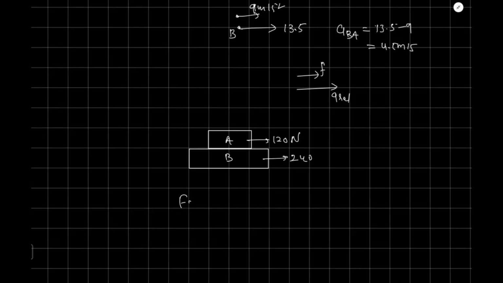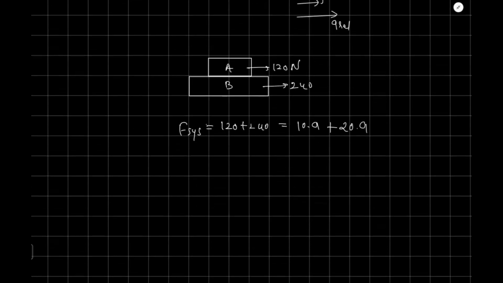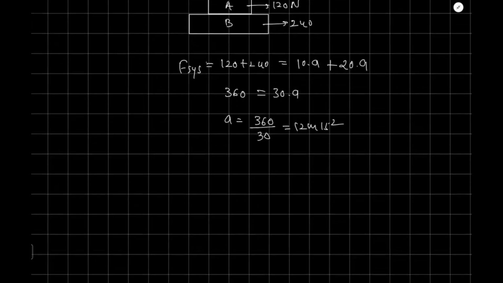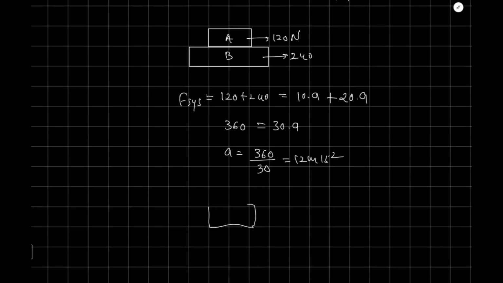So we'll apply F system, that is 120 plus 240 is equal to 10 into acceleration of A, let's say A only, and 20 into acceleration of B, say A only, because we have assumed they are moving together. So it will be 360 is equal to 30 into A. We'll get A is equal to 360 by 30, that is 12 meter per second square. Now we'll try to find out what is the friction force that is acting. So if you see object A only itself.